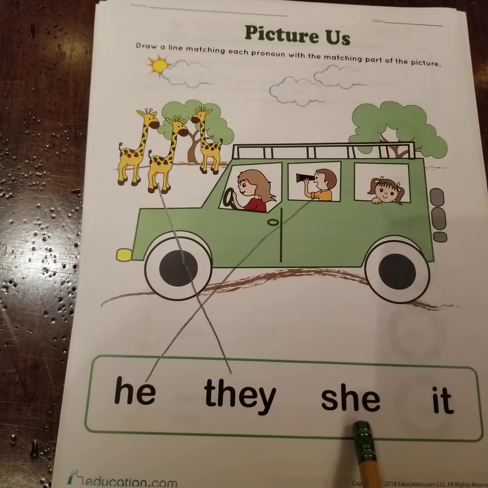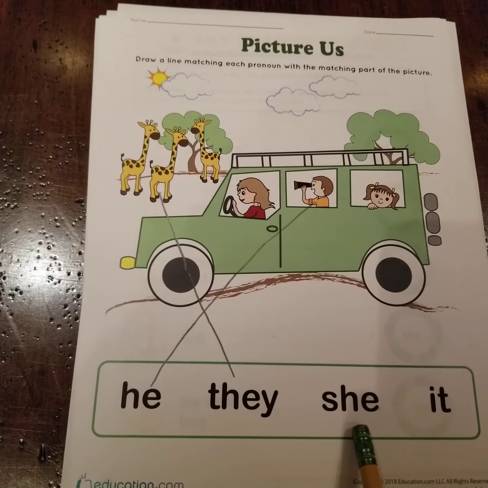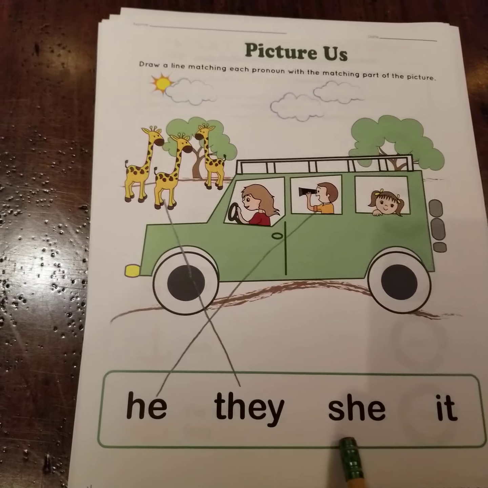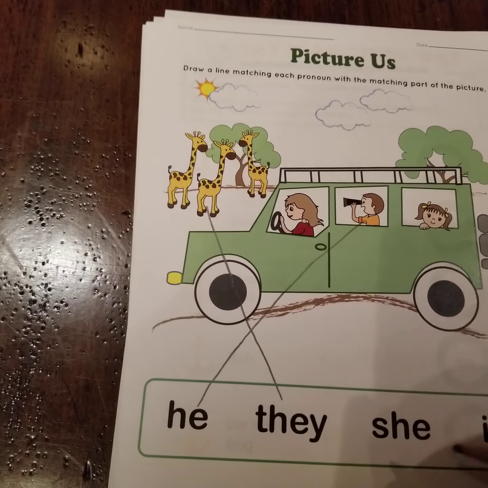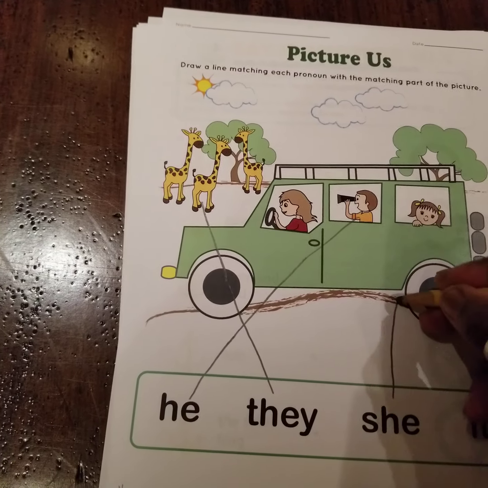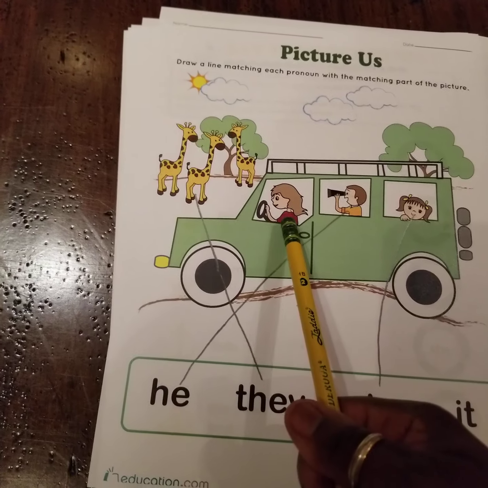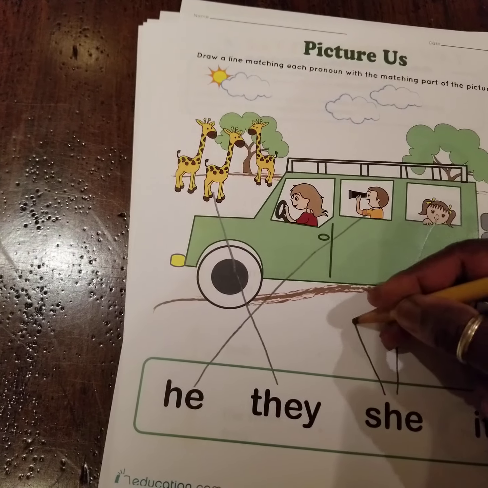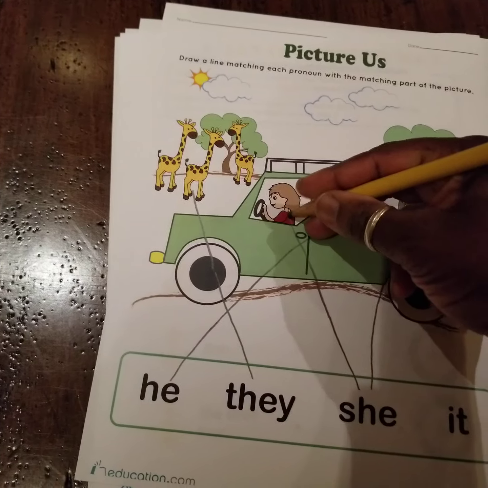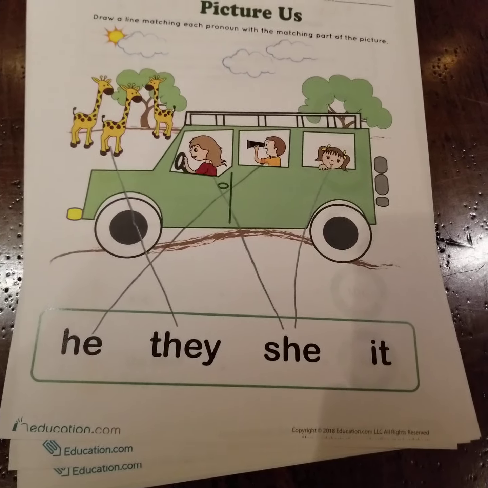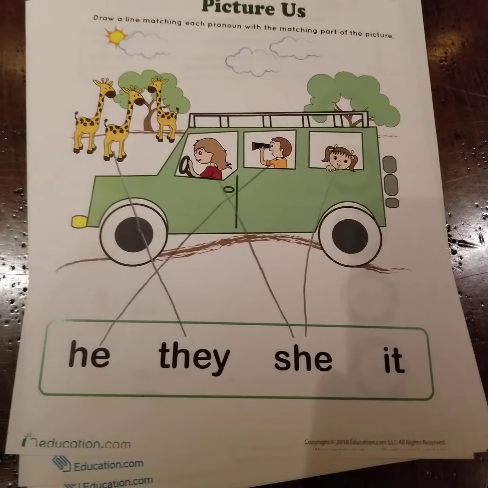Next, we have she. And she, we know, stands for a girl. So she can be this girl, or I could have drawn it to that girl because there are two females, girls in the car. Last but not least, we have it.